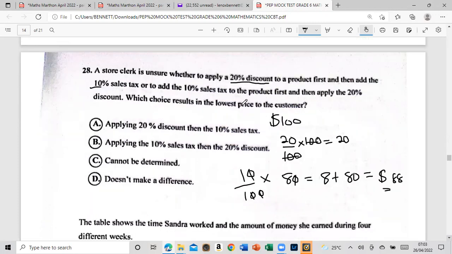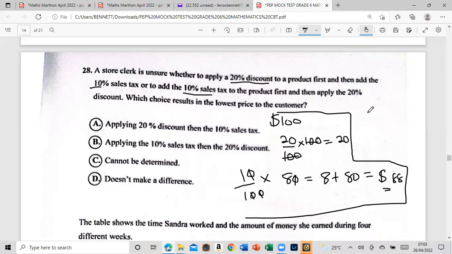Option 2 now says we add the 10% tax first. So we find 10 of 100, and we add it, so we are at $110. And then now we find the 20% discount. So 20% of 110, the discount, is $22.